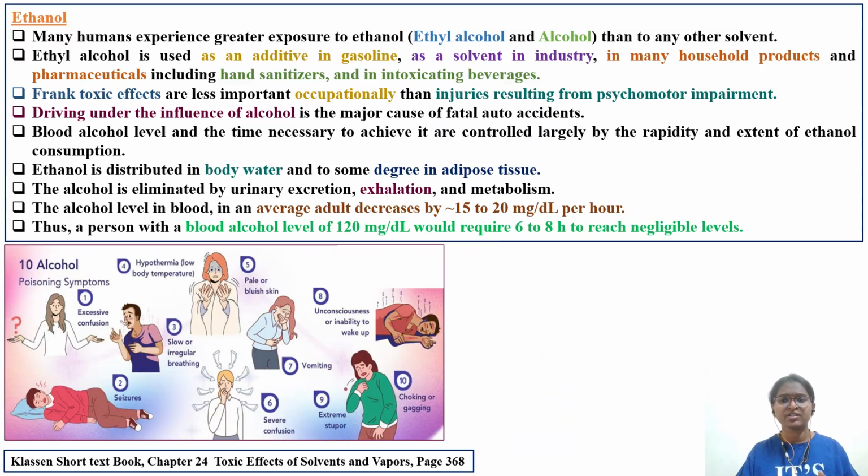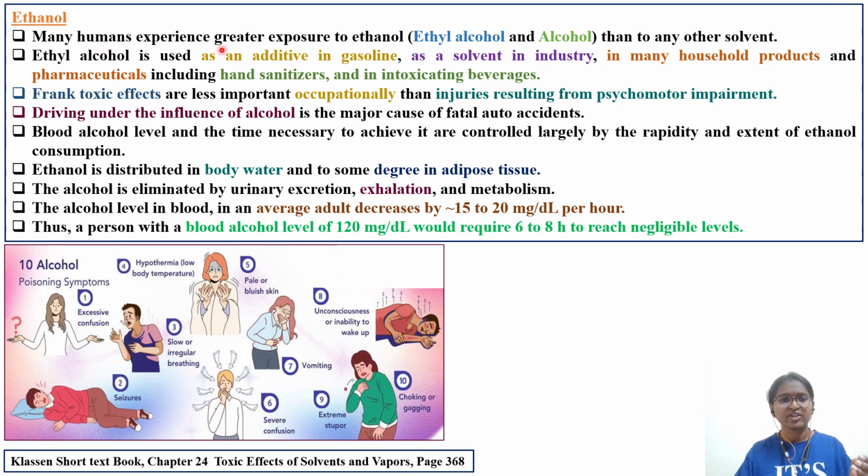Most of the literature is taken from the Casarett and Doull's short textbook only. In reference to that, you can also read the Casarett and Doull's 9th edition full textbook. Alcohol is given in detail in chapter 24, that is toxic effects of solvents and vapors. Okay, so let's directly dive into the topic.